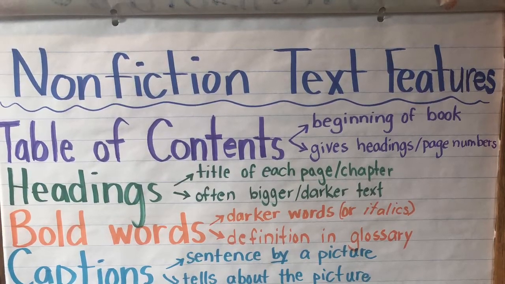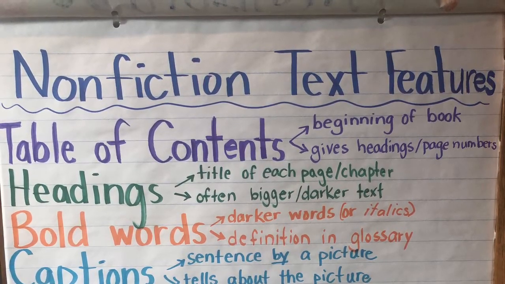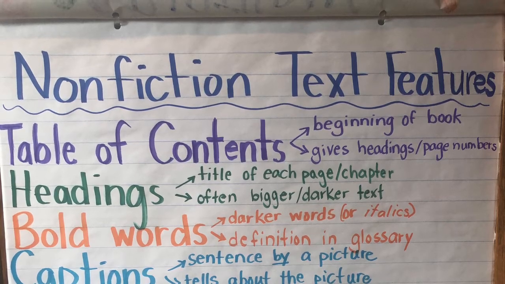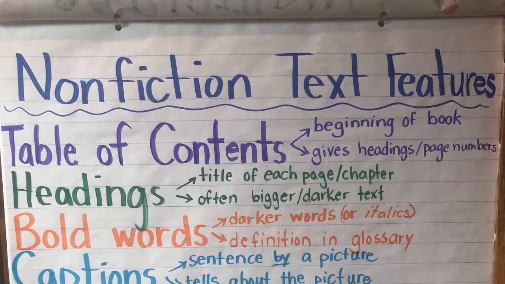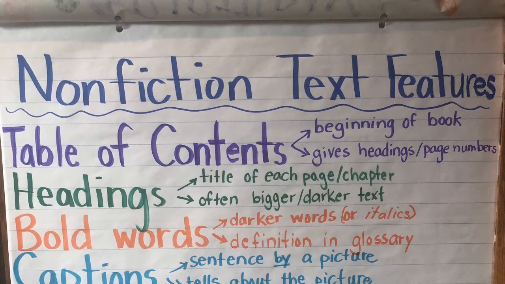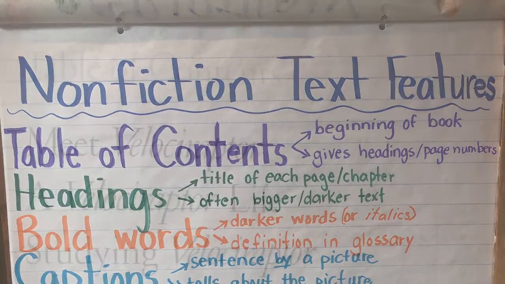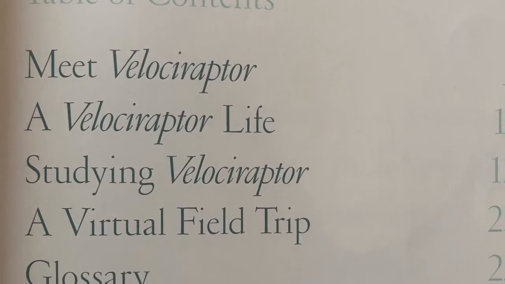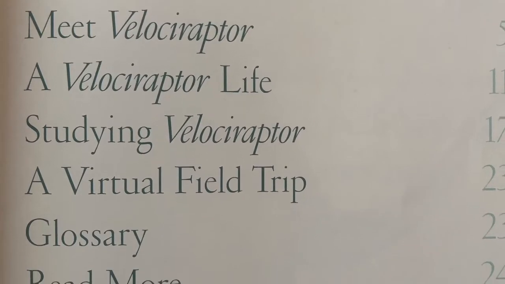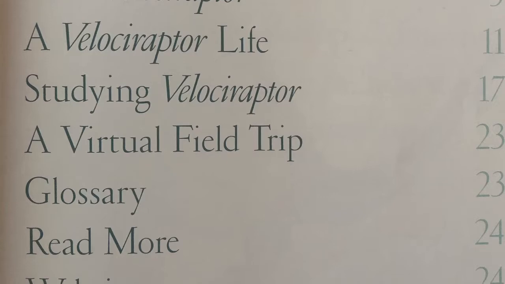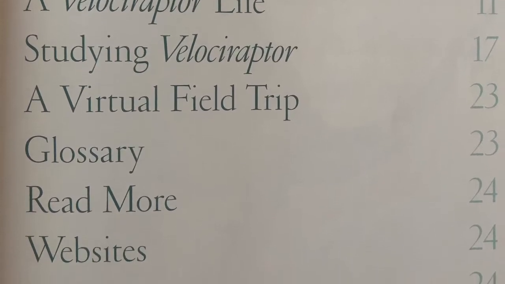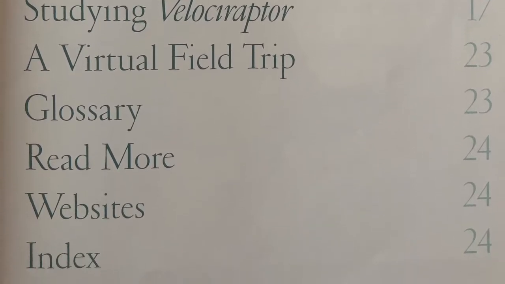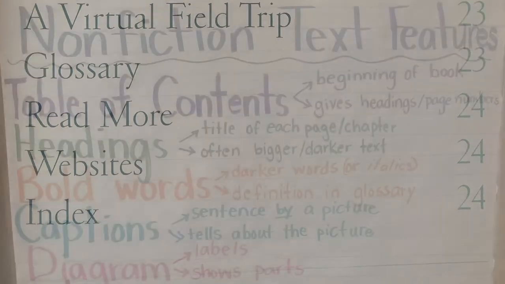The first one on my chart is a table of contents. That's usually in the beginning of a book, and it gives headings and the page numbers. Let's see if this book has one. Ta-da! There is! This is a table of contents from our Velociraptor book. So it does have one. We can see a couple of headings or titles and the page numbers along the right side.